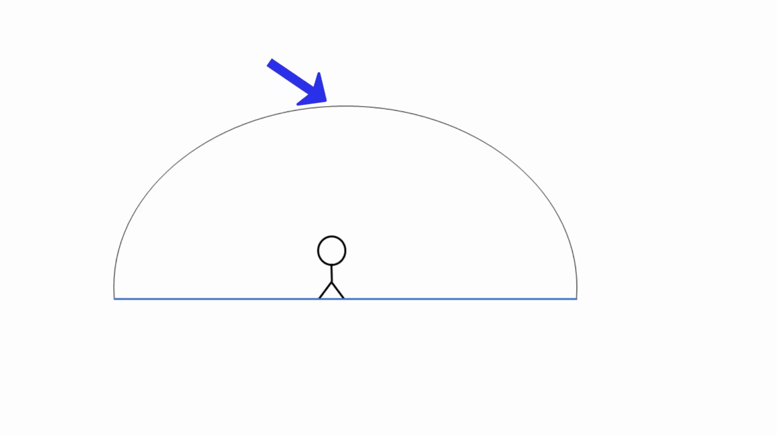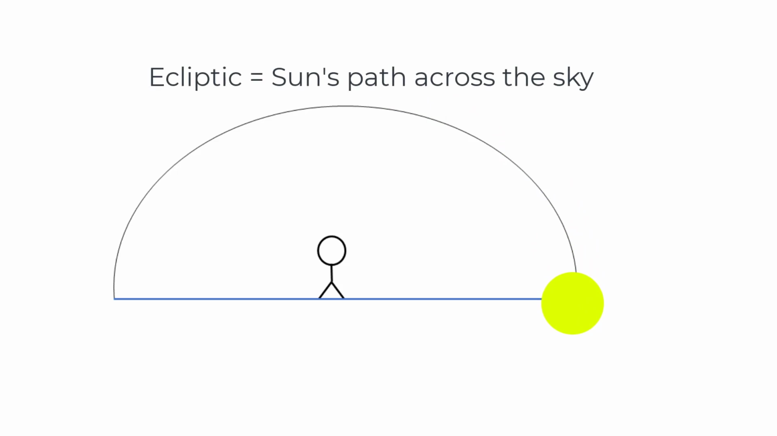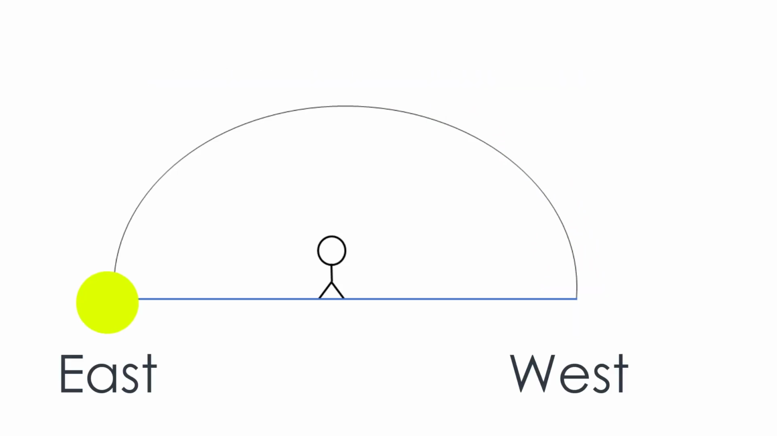This line here is the path the sun travels across the sky. I will sometimes refer to this line as the ecliptic. From our perspective, the sun rises in the east and sets in the west. You'll notice that the east and west here are backwards from normal maps. That's because the sun travels in a southerly arc across the sky. This means that the observer has to face south to look at the sun.